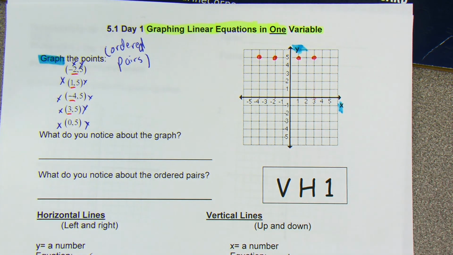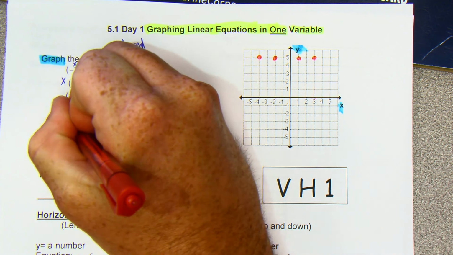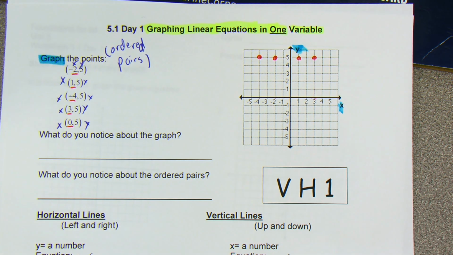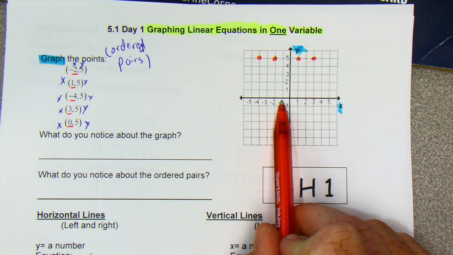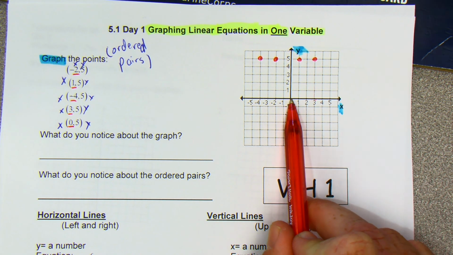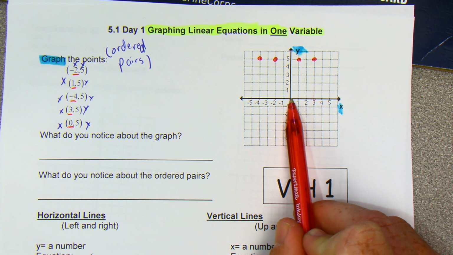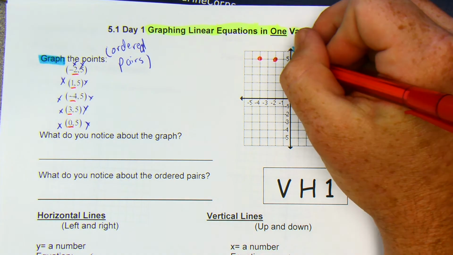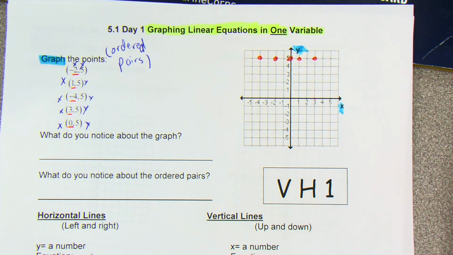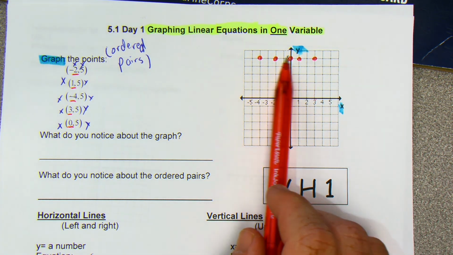My last ordered pair on this set is going to be 0, 5. So my x-coordinate is 0. That means I do not go to -1, I do not go to 1, 0 is between them, so I stay on the x-axis. My x-coordinate is 0, so I stay on the x-axis and go up to 5 on the y-axis. So this is now all of those points graphed. This is what it looks like.